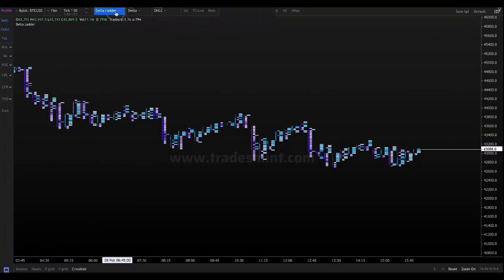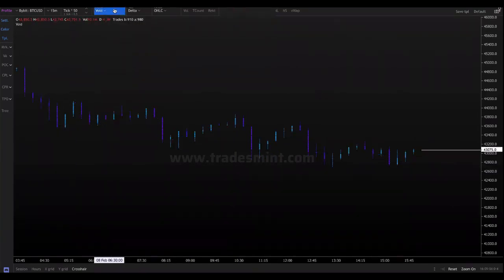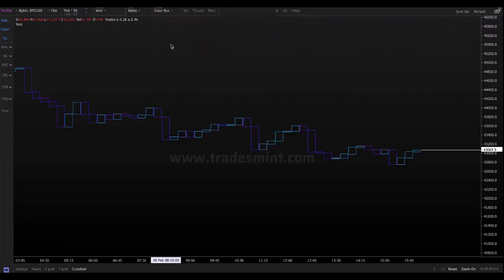Okay, so those are these three areas, and we're going to get into more later, especially when we get into TPO. But for now, just be aware that there are different types of visual representations of these three different types of data: volume, delta, bid ask. Now, imbalance is bid ask, but it's showing you if there's an imbalance. More on that later.